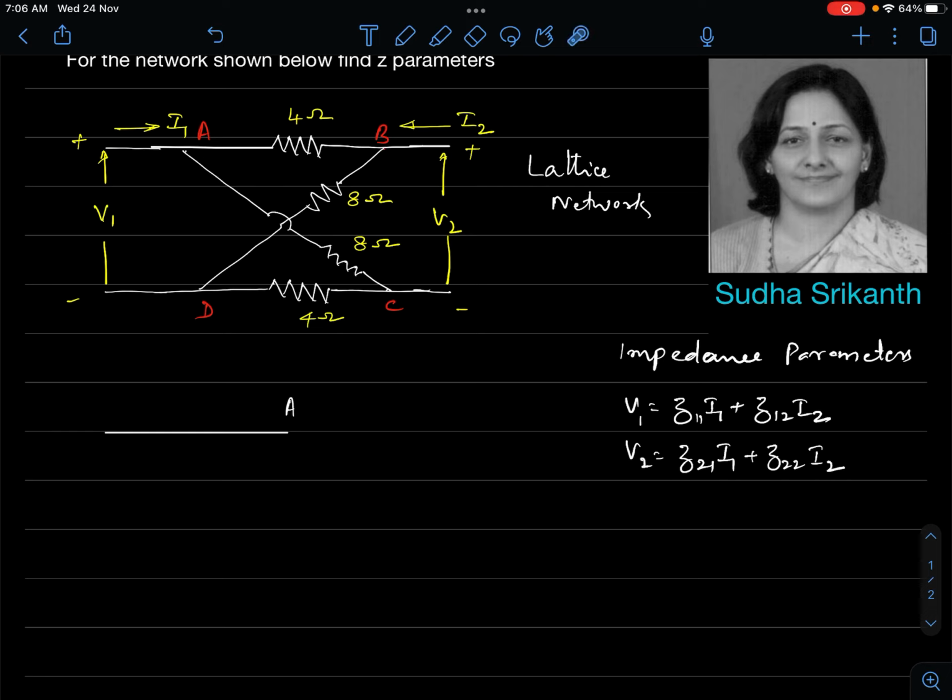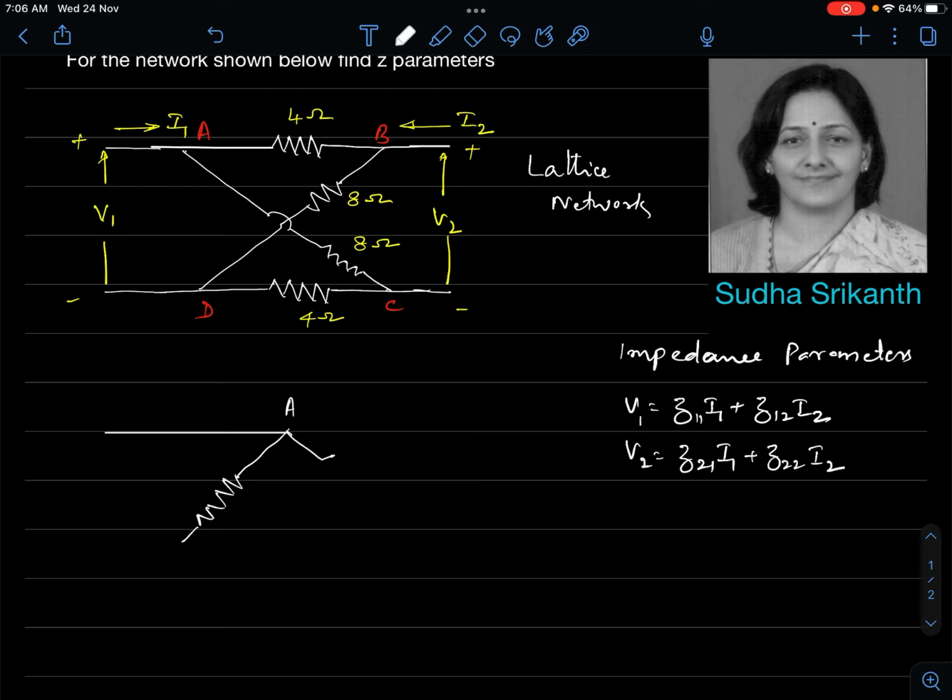From A, there are two paths. One is 4 ohm, another is 8 ohm, right? So via the 4 ohm you will go up to B, via the 8 ohm you will go up to C. So I will write that part, okay? So from A, I will go up to B via a 4 ohm resistor.